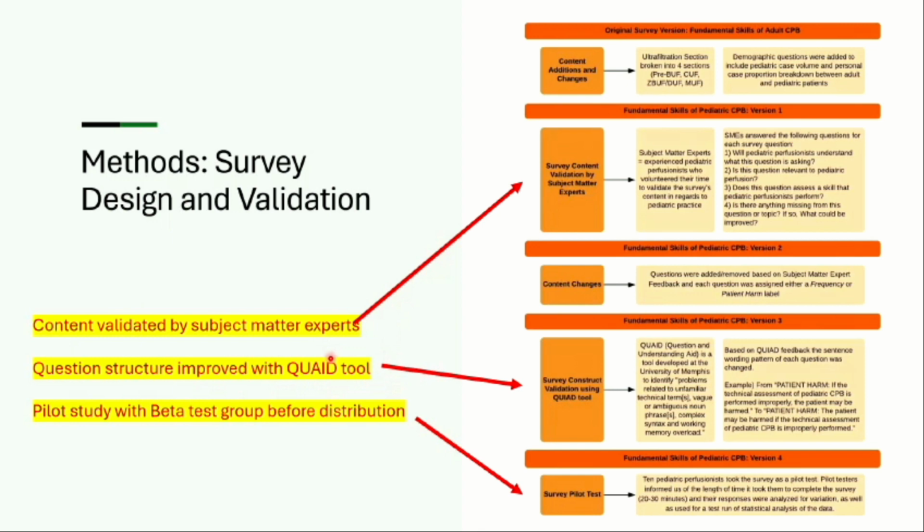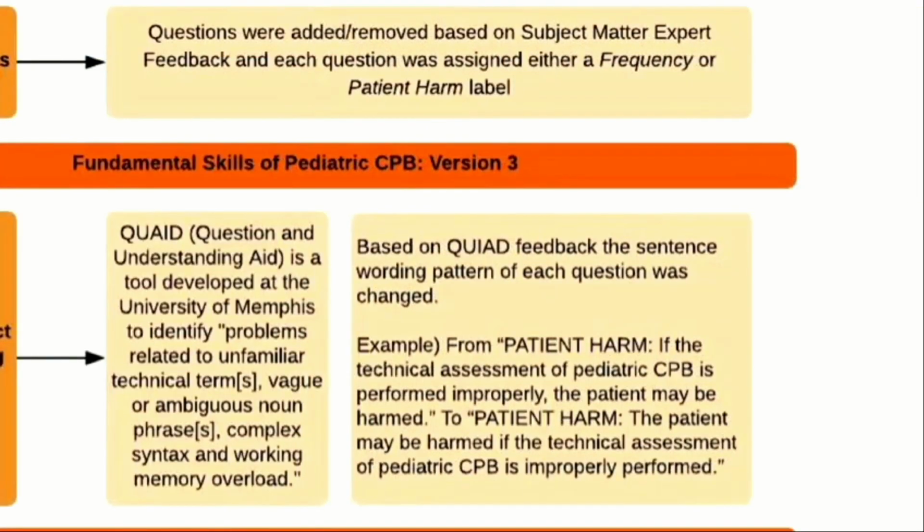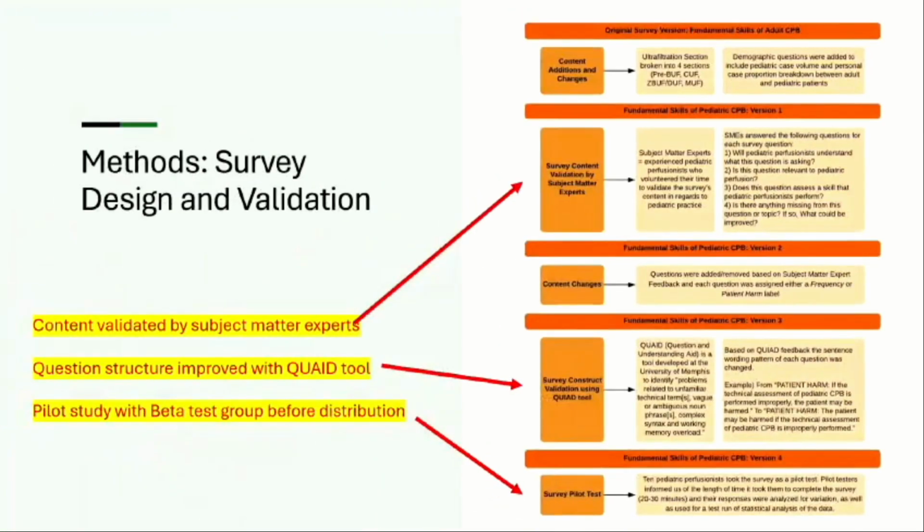This QUAID tool, which, if we blow this, can I blow this up? This QUAID tool, questions and understanding aid, goes about the process of you submit your questions into this online tool. It digests your sentence and says, people will more generally understand what you want if you rewrite it this way. So we were happy that she discovered that and put all of our questions through that so that we can be pretty consistent. We're pretty confident that when people answer the question, they're answering the question we wanted them to answer.